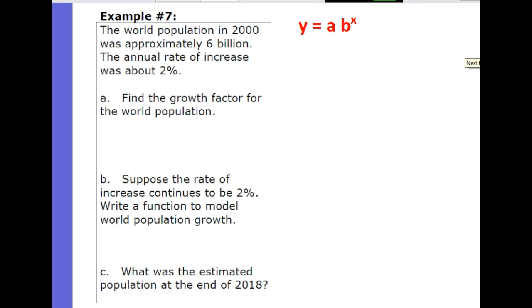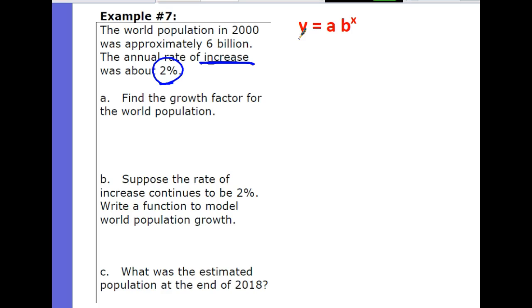Because this kind of problem is something a biologist might figure out about populations. Now, the first thing we need to know, is this a decay problem or a growth problem? What word tells me whether it's decay or growth? So increase is telling me what? It's growing. And do we know how to write 2% as a decimal? Because when it goes into my equation, it can't be in percent form. So how do you write 2% as a decimal?